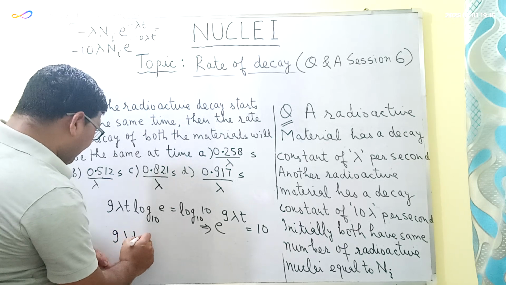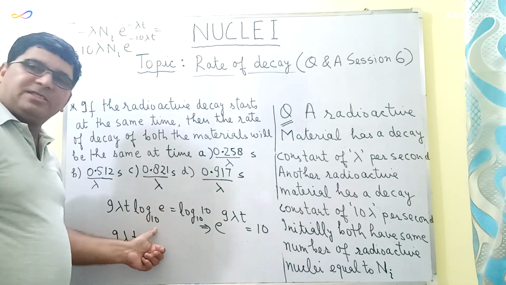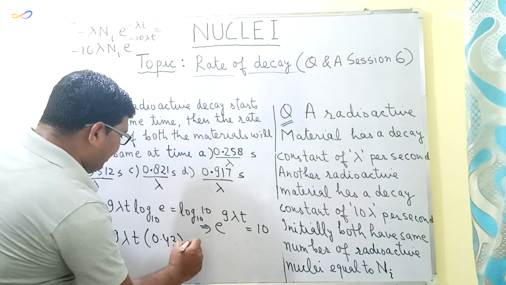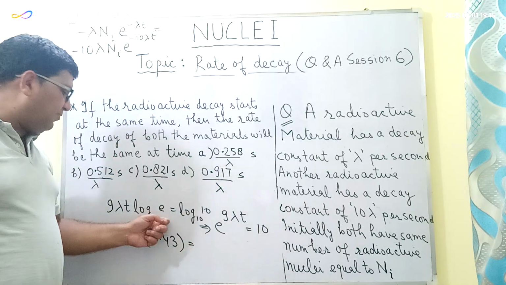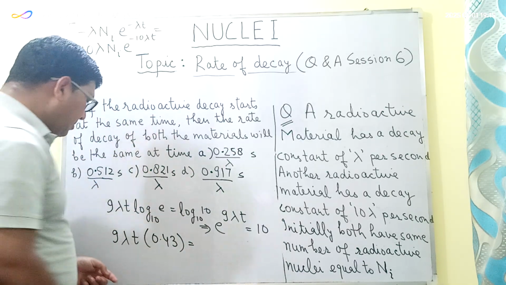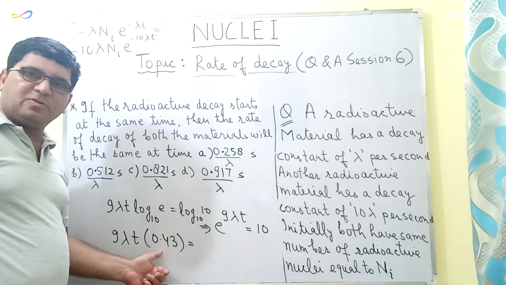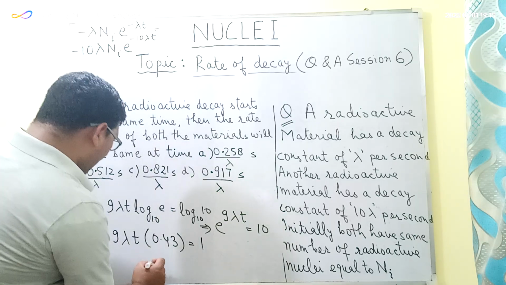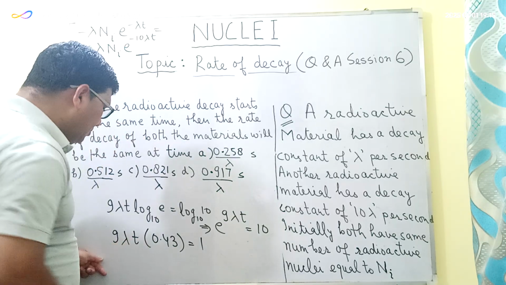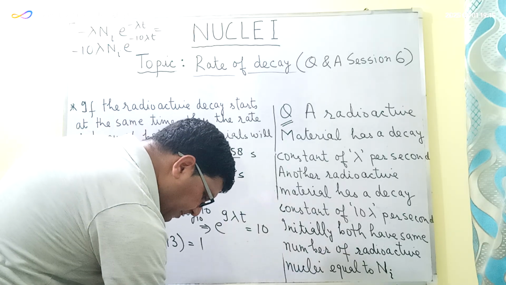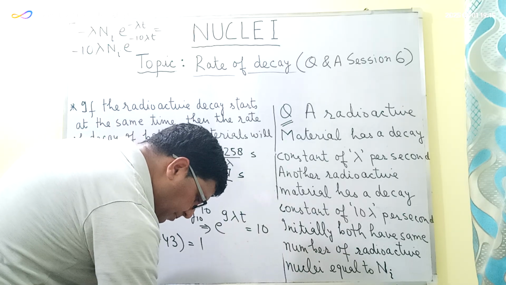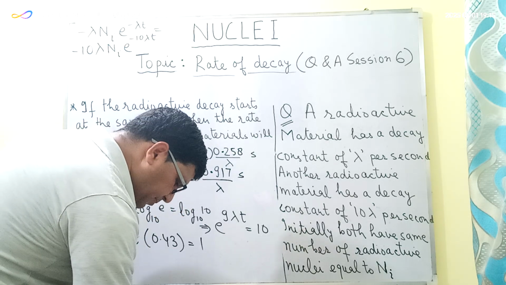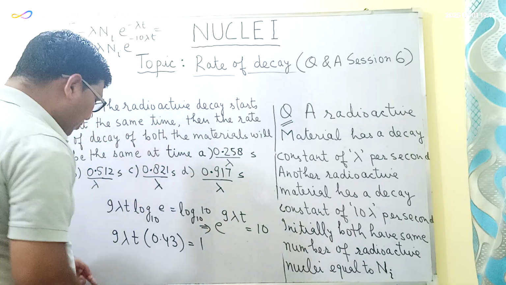So 9 lambda t, now log e to the base 10 is equal to 0.43. Its approximate value is 0.43, which is something you all have to remember. That is, log e to the base 10 is approximately equal to 0.43. And log 10 to the base 10 is equal to 1. So from here, 9 into 0.43 is equal to 3.87.